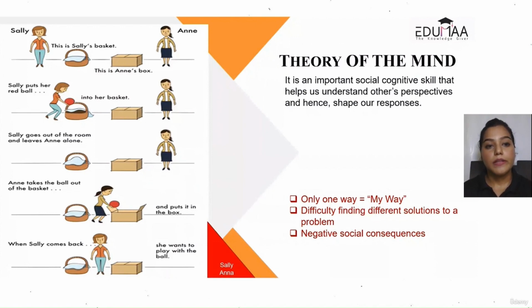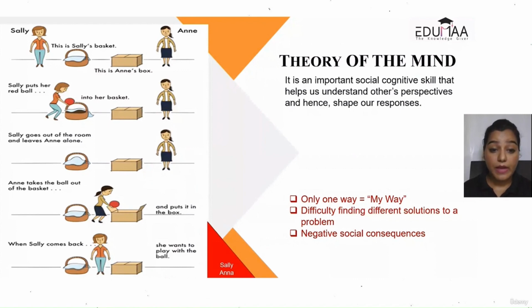So there is a test that I would like to describe here, which is very important to understand this concept. That is the Sally and Anna test. So there are two dolls that we have, Sally and Anna. Sally has a basket and Anna has a box. Sally puts her red ball into her basket and then she goes out of the room and leaves Anna alone. So Sally has gone outside, and only Anna is left in the room. Anna takes the ball out of the basket and puts it in the box. And then she goes outside.